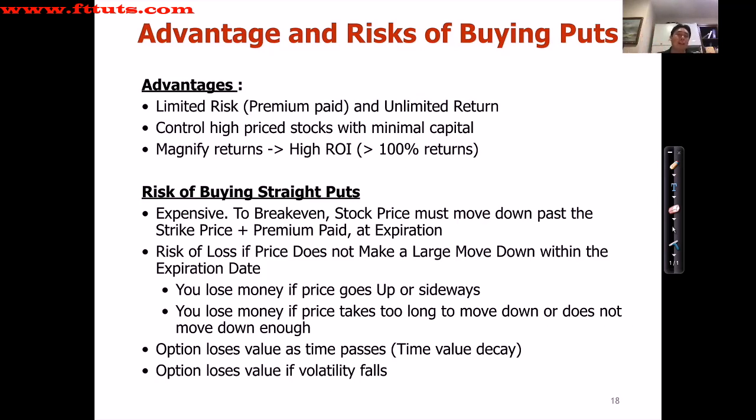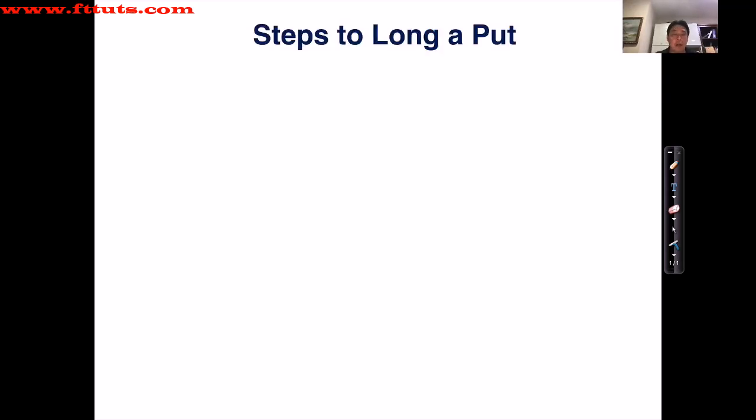When implied volatility goes down, the price of our options will go down regardless of where the stock price goes. So again, to mitigate this risk, we want to buy put options or call options when implied volatility is relatively low. So these are the advantages and risks of buying puts.